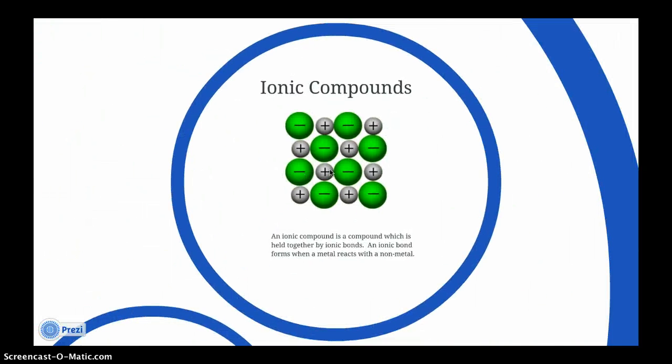Alright, so ionic compounds, as Jack explained to you before, we already know what an ion is. An ion is basically an atom with uneven electrons and protons. But an ionic compound is a compound which is held by ionic bonds. An ionic bond forms when a metal reacts with a nonmetal. The metal becomes a cation by losing electrons to the nonmetals, which gain the electrons and form anions.